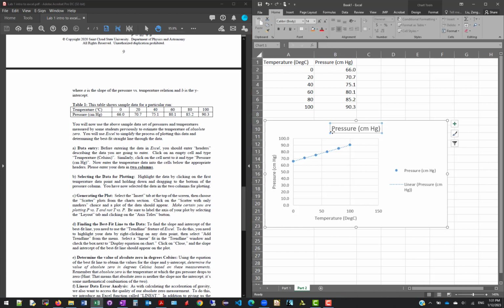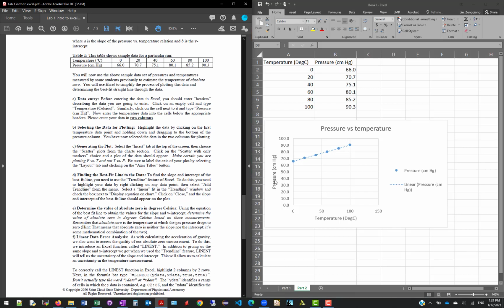You can certainly rename this. For instance, you can say pressure versus temperature if you want. So that's good. Alright. So let's see what else we need.